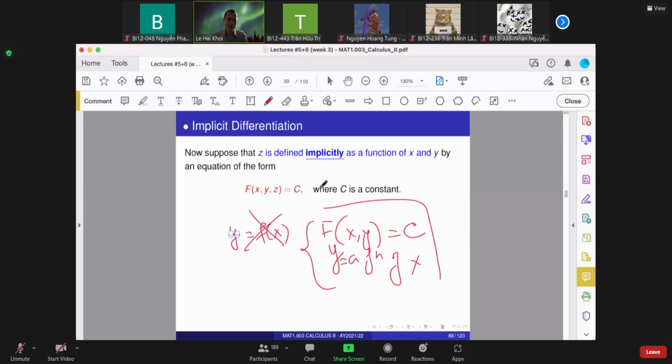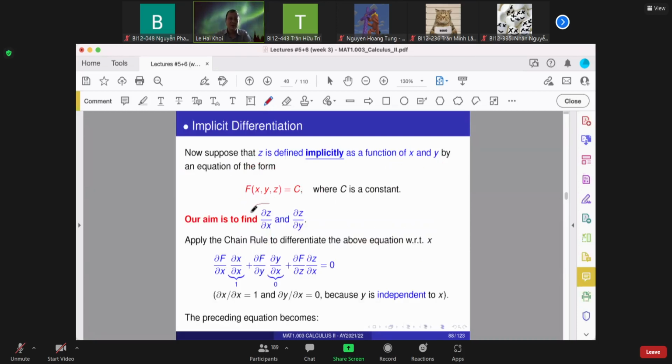You cannot write y in terms of x. That's the reason we have implicit. For one variable, we know. For several variables, we can do the same. Suppose a function z is a function of variables x and y and has the equation in such a form. How to find the derivative?